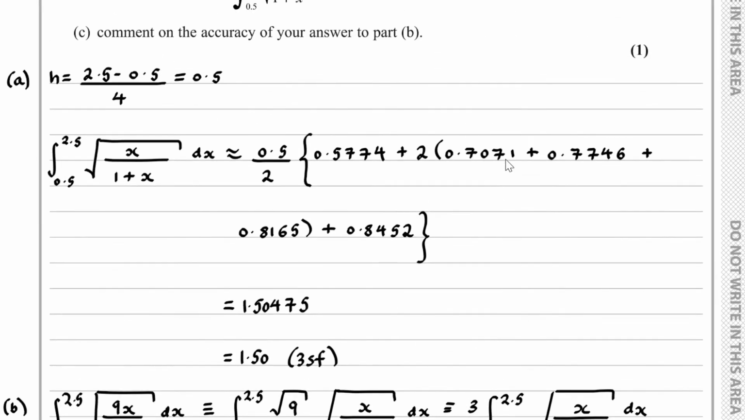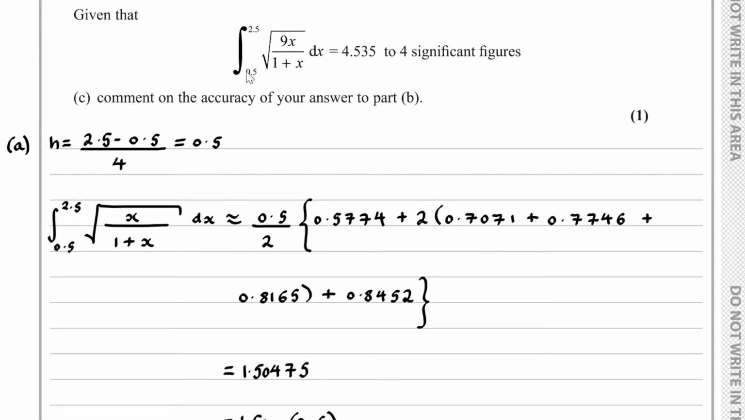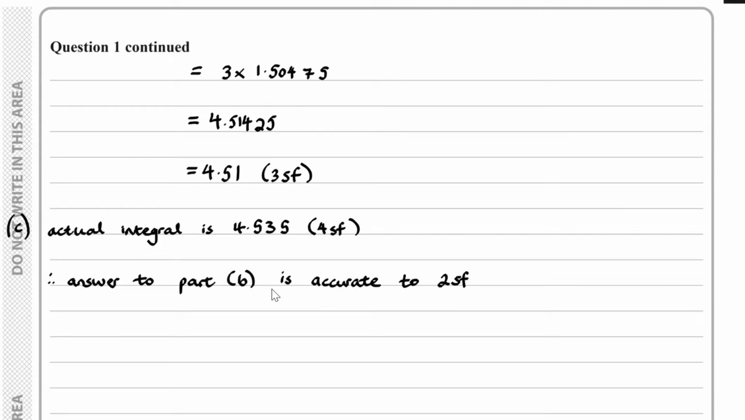And now for part C of the question, given that the integral of the square root of 9x over 1 plus x with respect to x in between 0.5 and 2.5 is equal to 4.535 to four significant figures, we have to comment on the accuracy of our answer to part B. So we see over here that the actual integral is 4.535 to four significant figures, and therefore if we compare this result here with this result here, we can round both of them to 4.5, so therefore the answer to part B is accurate to two significant figures.